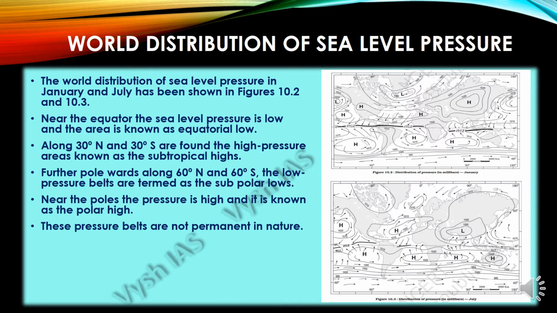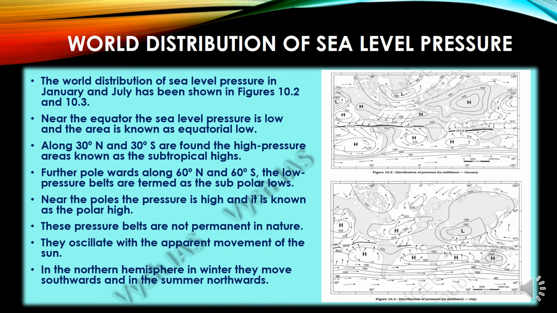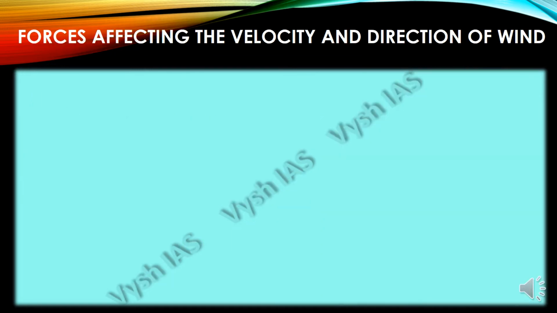These pressure belts are not permanent in nature; they keep varying from time to time. They oscillate with the apparent movement of the sun. In the northern hemisphere in winter, they move southwards, and in summer they move northwards. In the southern hemisphere it will be opposite.